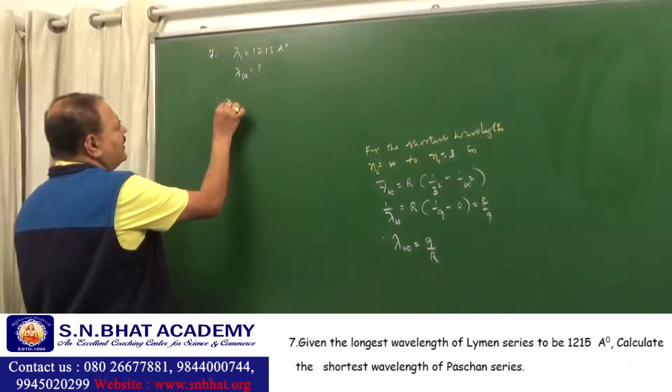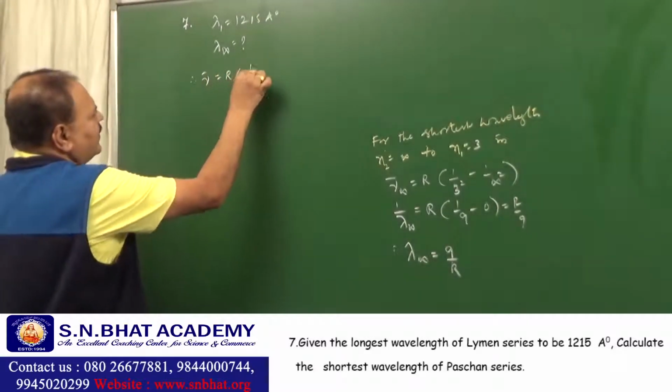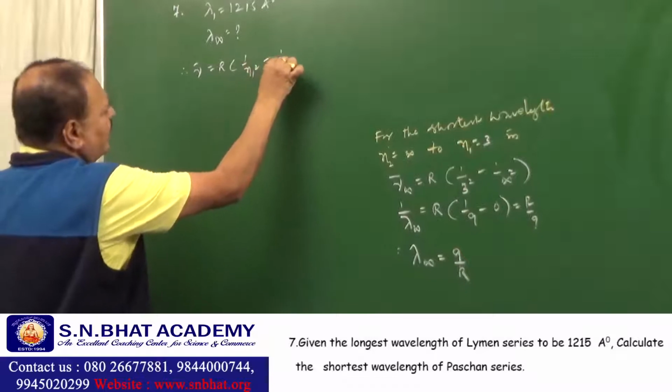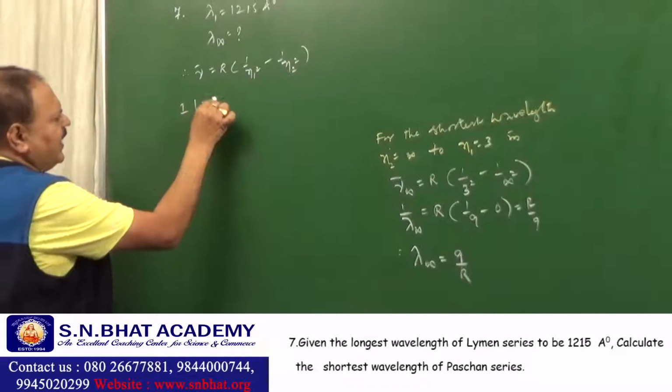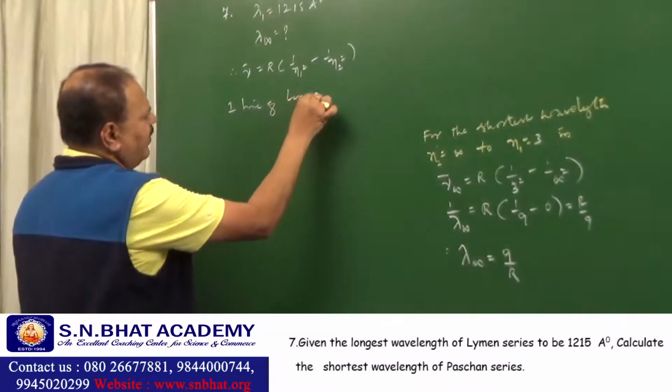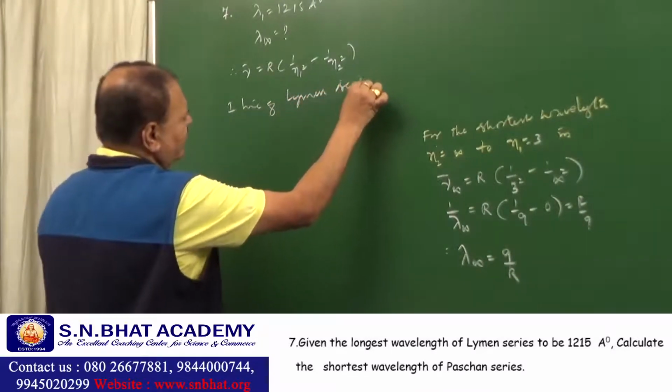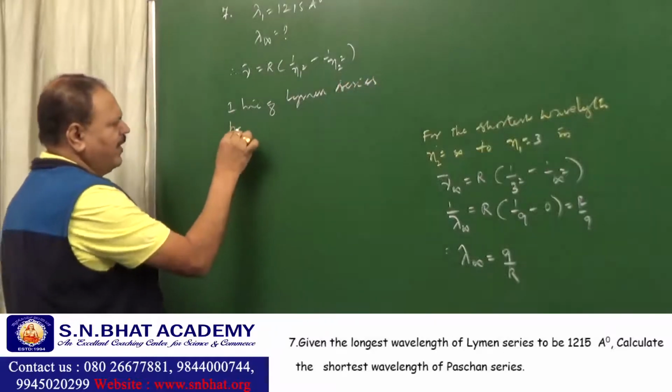Again, you write the generalized formula, you don't forget: 1 by n1 square minus 1 by n2 square is the formula. Again, you write that the first line of the Lyman series has the longest wavelength.